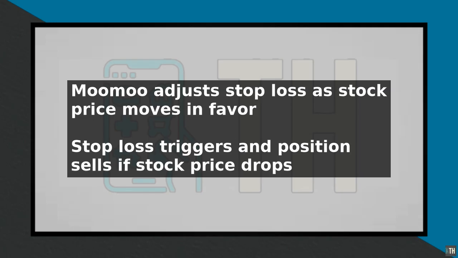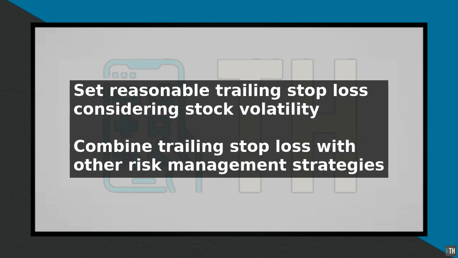It is crucial to set a trailing stop loss that is reasonable and takes into account the volatility of the stock. Best practices for setting a trailing stop loss on Moomoo include starting with a conservative trailing percentage and adjusting as needed, monitoring your trailing stop loss regularly to ensure it is working as intended, and combining a trailing stop loss with other risk management strategies.